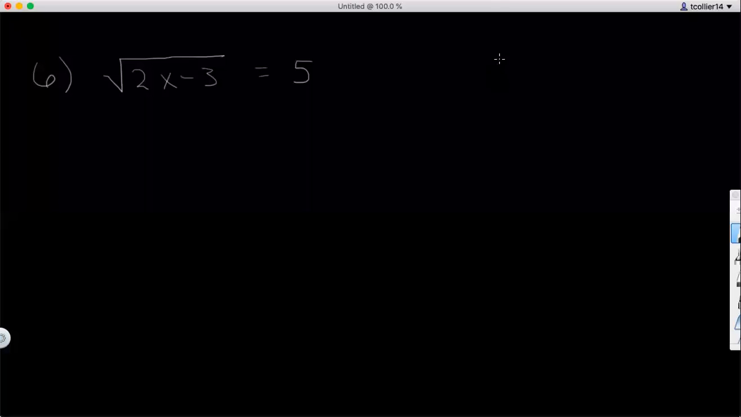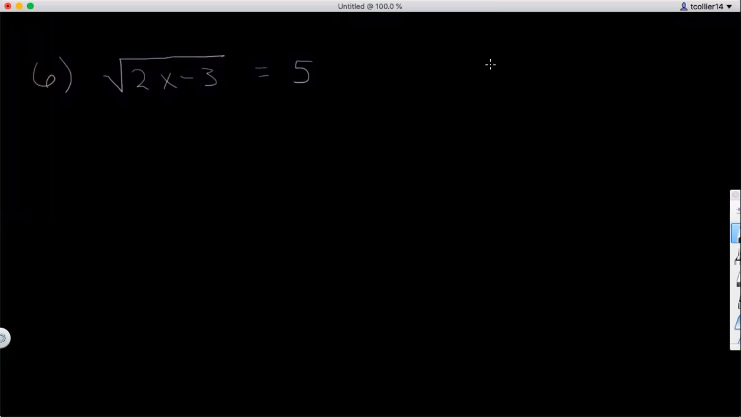So this is going to be a radical equation. I can pretty much tell that from the radical expression we got over here. This 2x minus 3 has to come outside of the radical. Now, since it's a square root, I can do the opposite of square root on both sides. I can square both sides.